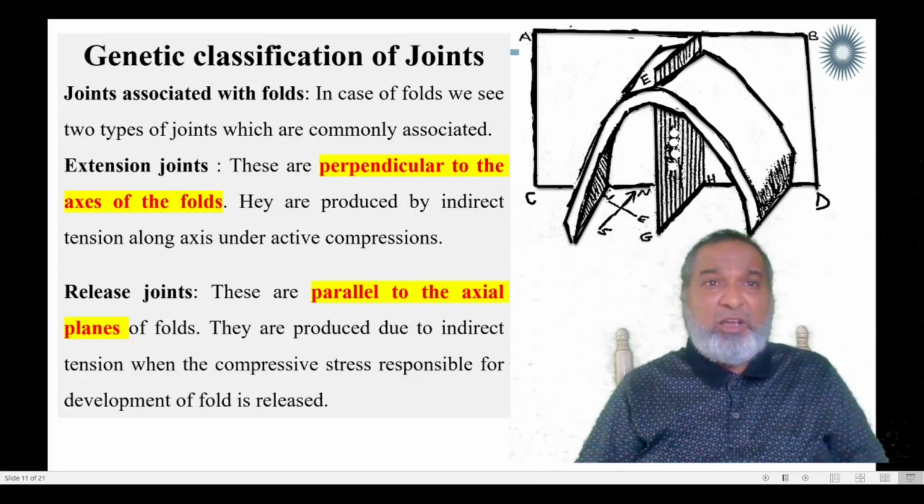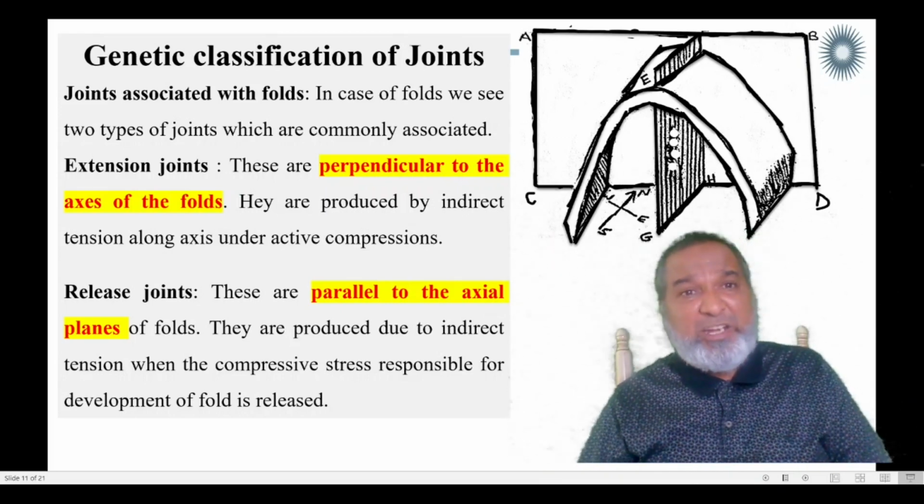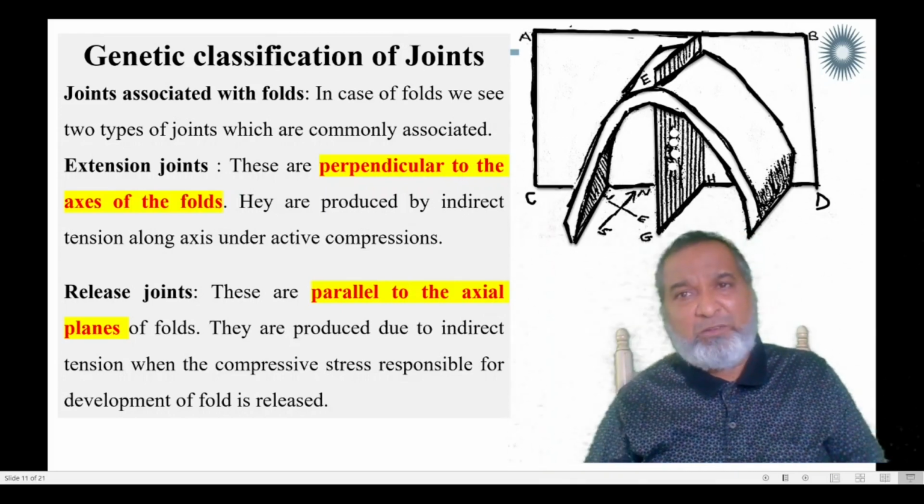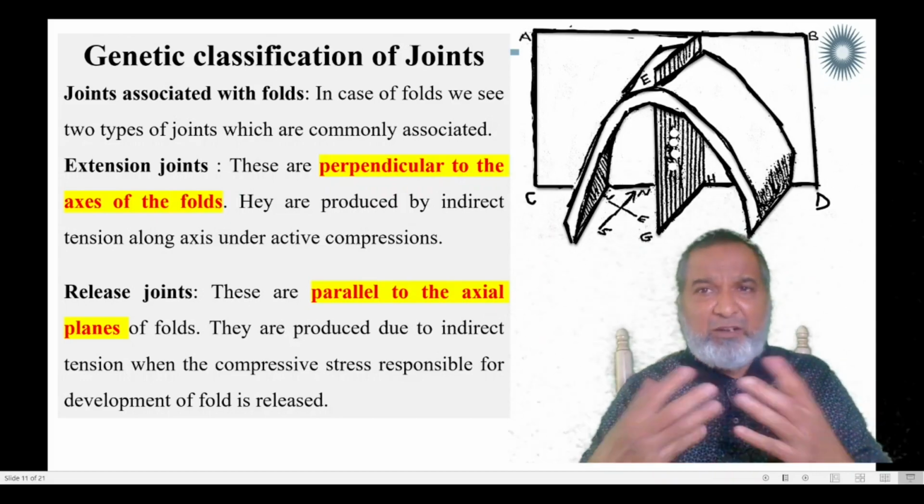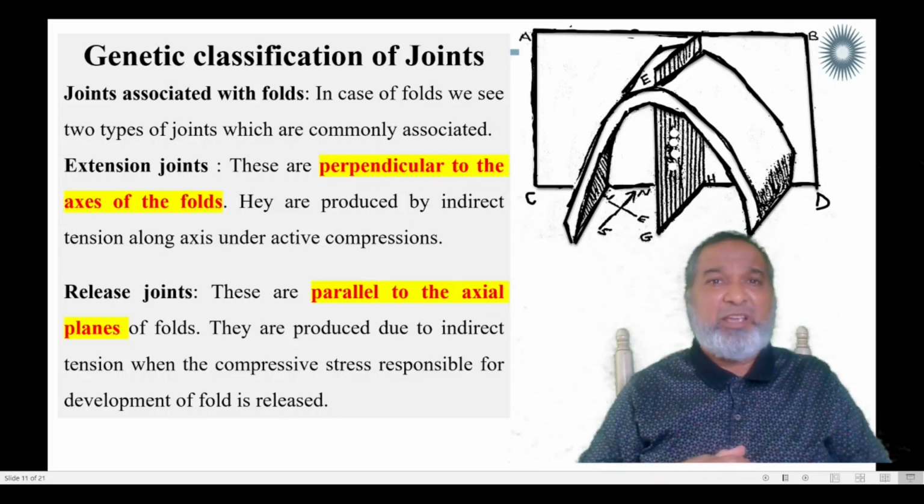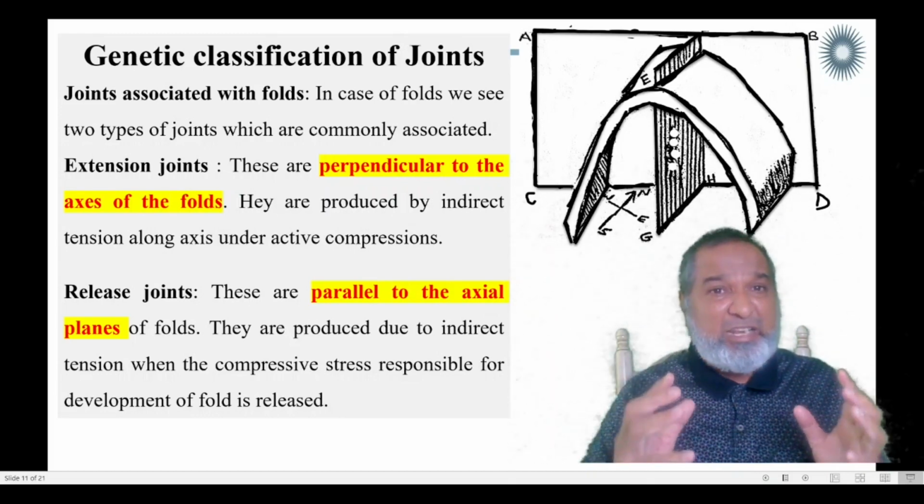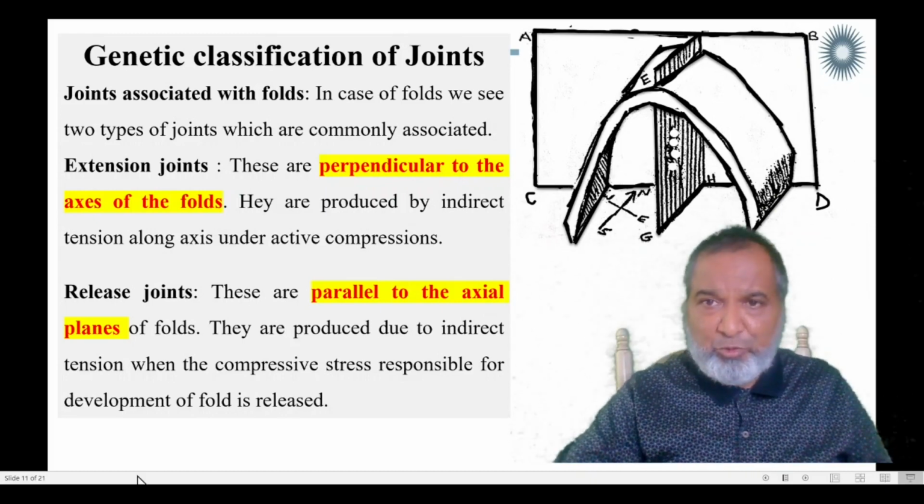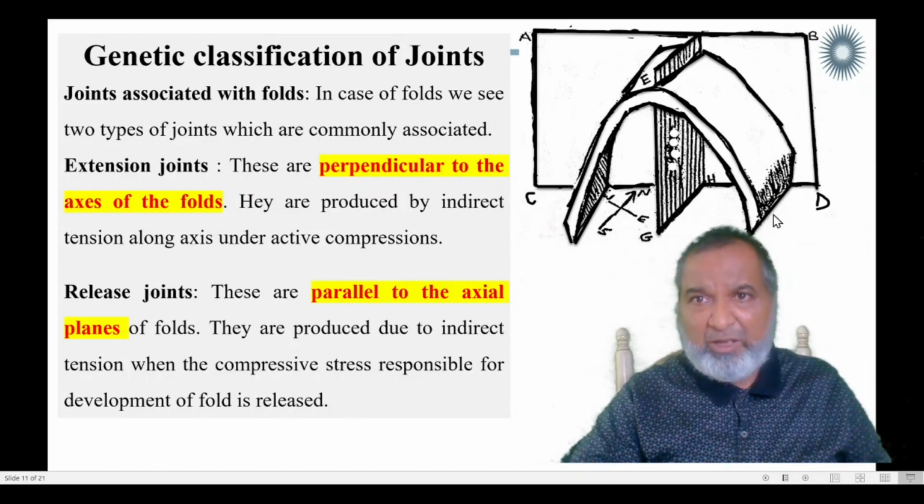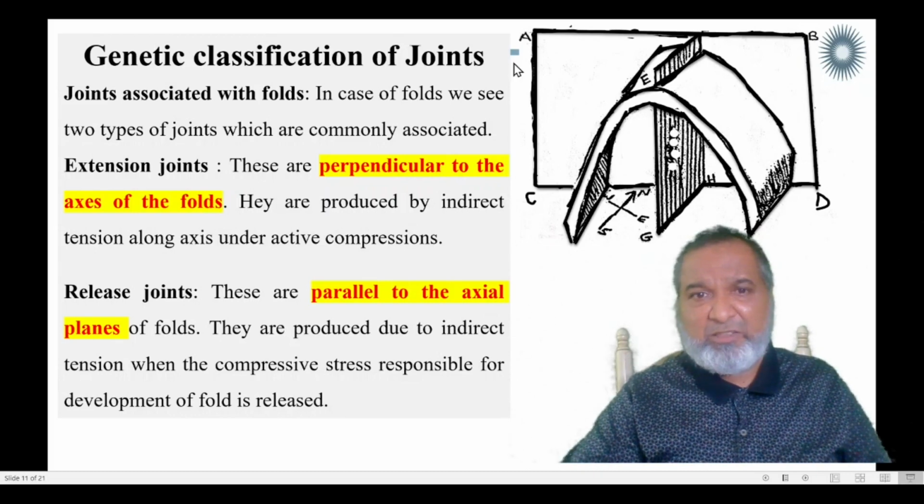Now the next one, joints associated with folds. Whatever folds we have, in those folds there are two important joints we are going to see. One is the extension joint, and the second one is the release joint. Now here I have drawn an anticline. This is the axial plane. Yes, the complete plane has been drawn, and this is the vertical plane A, B, C, D.